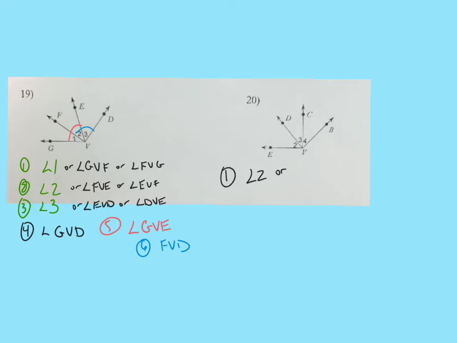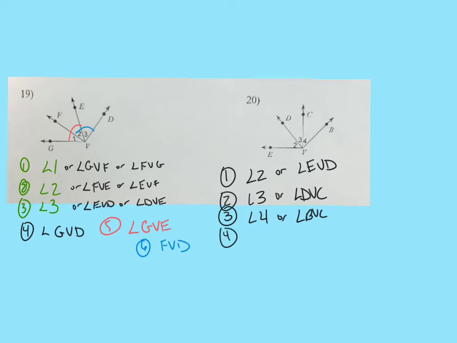Or you could write angle EVD, or you could switch to DVE. The second angle I'm going to find is angle 3, which you could rewrite as angle DVC. Remember, you can only have one of those two. You can't have both and count that as 2 different answers. Third, angle 4, or angle CVB or BVC.